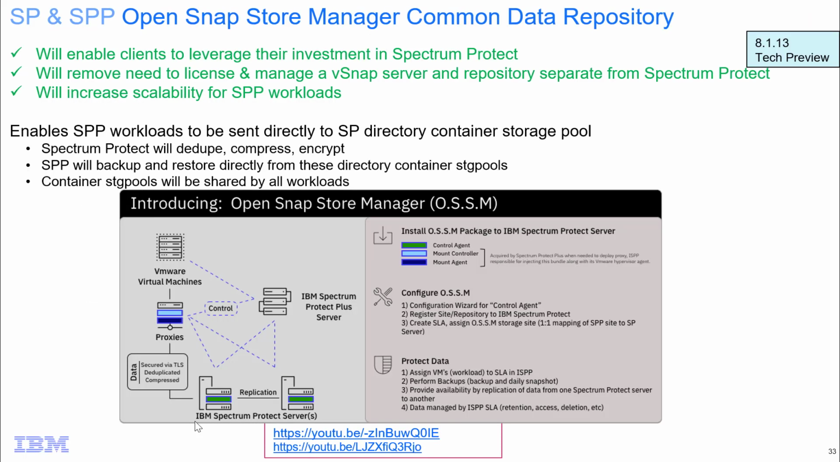The first piece is with our OpenSnap Store Manager, which is that common data repository between your Spectrum Protect Plus and your Spectrum Protect server. So basically your Spectrum Protect Plus can back up directly to a Spectrum Protect container storage pool. And this means that the Spectrum Protect Plus backups can take advantage of the dedupe, compression, and encryption that resides on directory container storage pools.